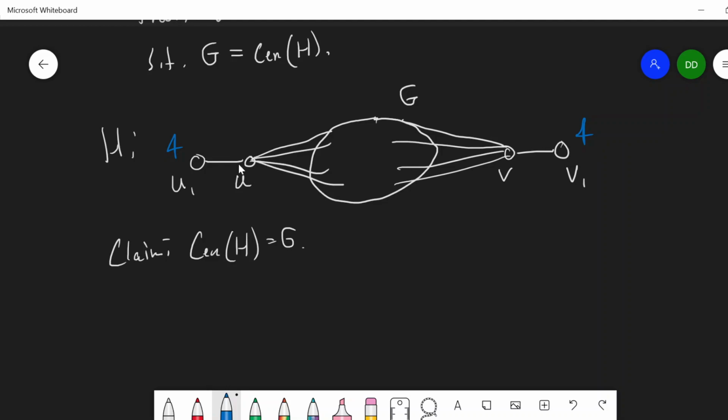Okay, so let's see. U: 1, 2, 3. It takes 3 steps to get to V1. That's the furthest vertex away. And same thing here for V.